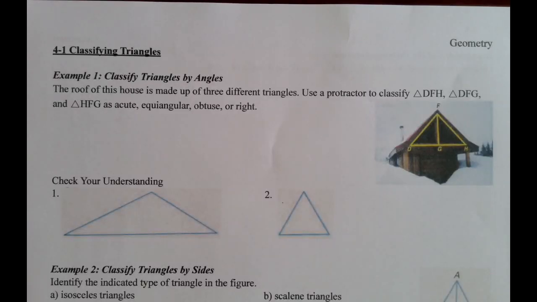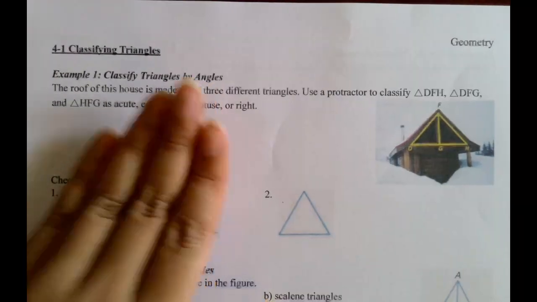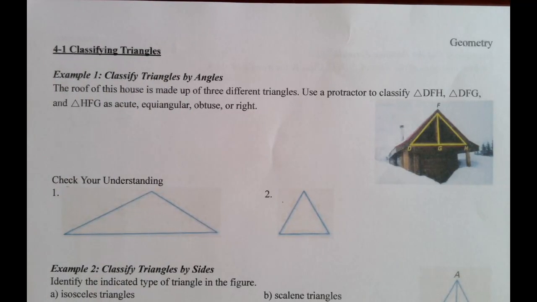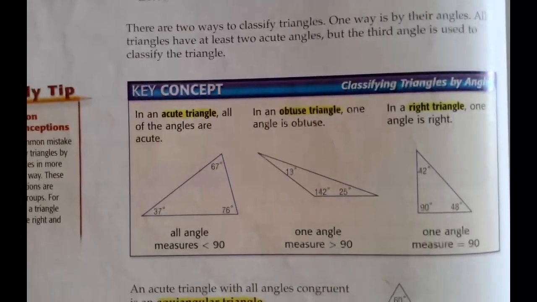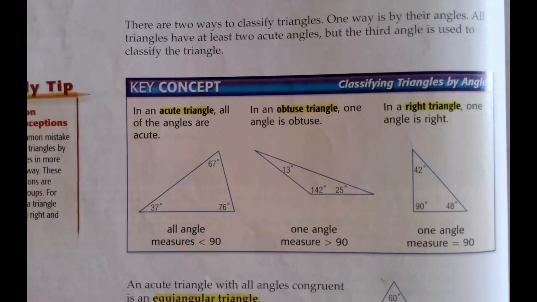Hi guys, so today we're going to be learning about classifying triangles, and there are two main ways that we classify our triangles. One is by the angle measure, and the other one is based on how many congruent sides it has. Okay? So if you look at 4-1 here, it tells us how we classify triangles by angles.